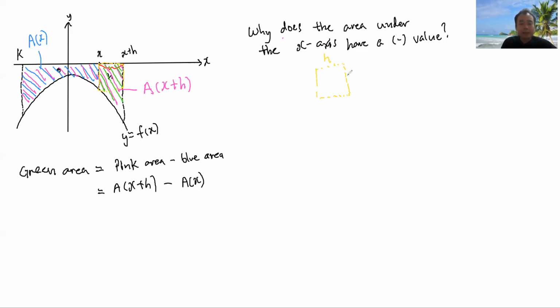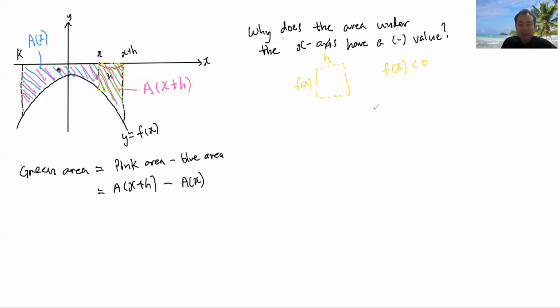Okay, and well, what is this? This is actually f of x, isn't it? F of x. Okay, so this is f of x. But take note that this f of x is a negative value, isn't it? Right, because the graph is below the x-axis. So naturally, if you sub in this value of x into f of x, it's going to give us a negative value. So f of x is a negative value.